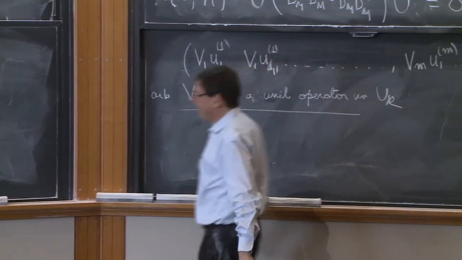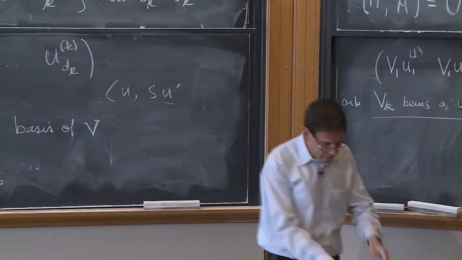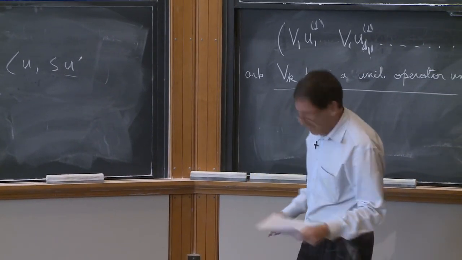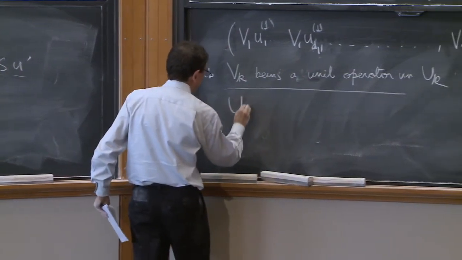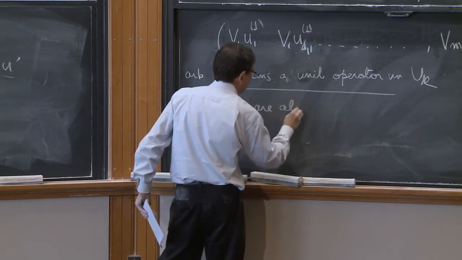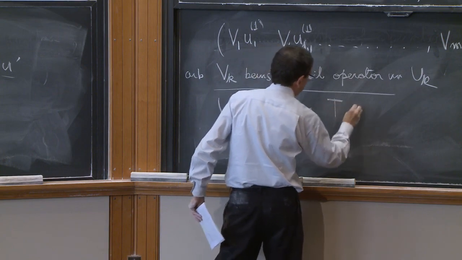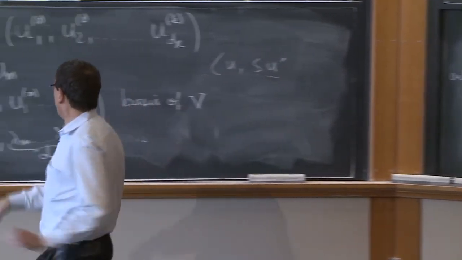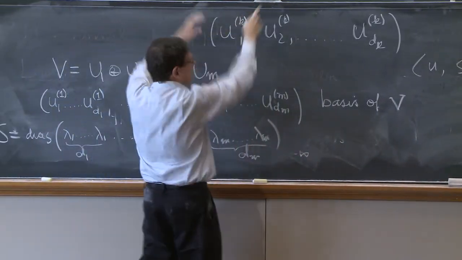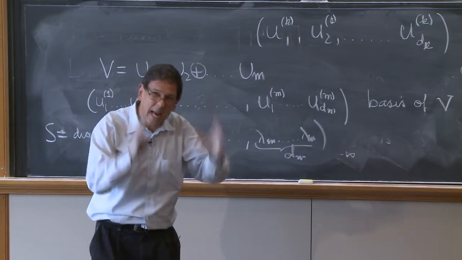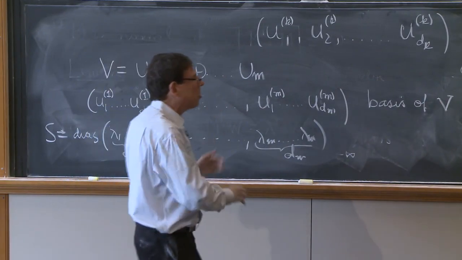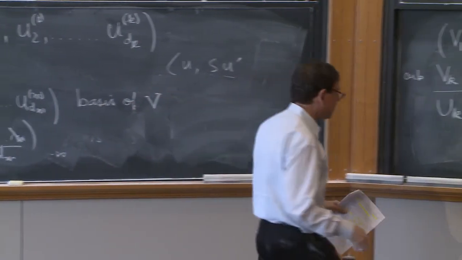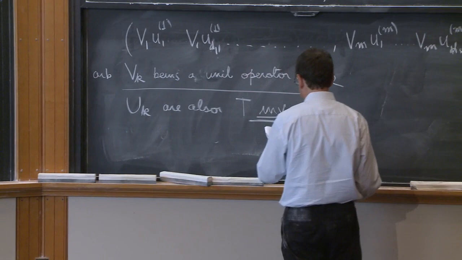So here comes the catch as to the main property that now you want to establish: the spaces Uk are also T invariant. You see, the spaces Uk were defined to be S invariant subspaces. And now the main important thing is that they are also T invariant because they commute with that. So let's see why that is the case.